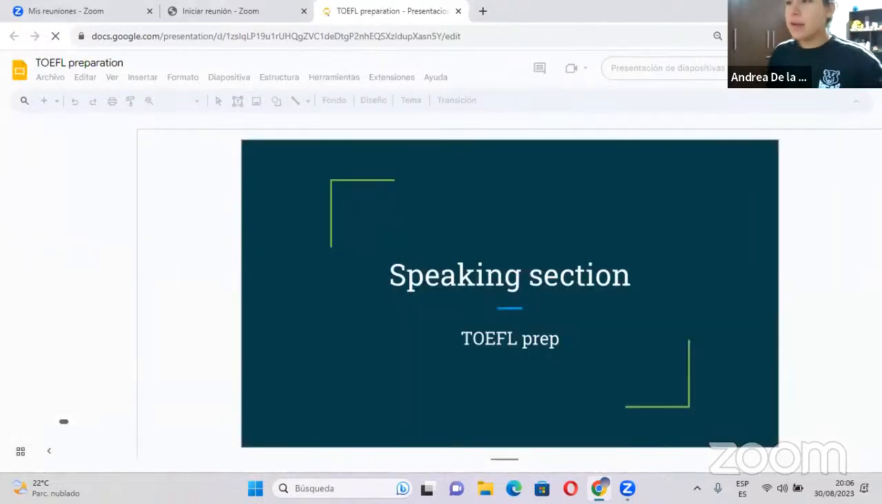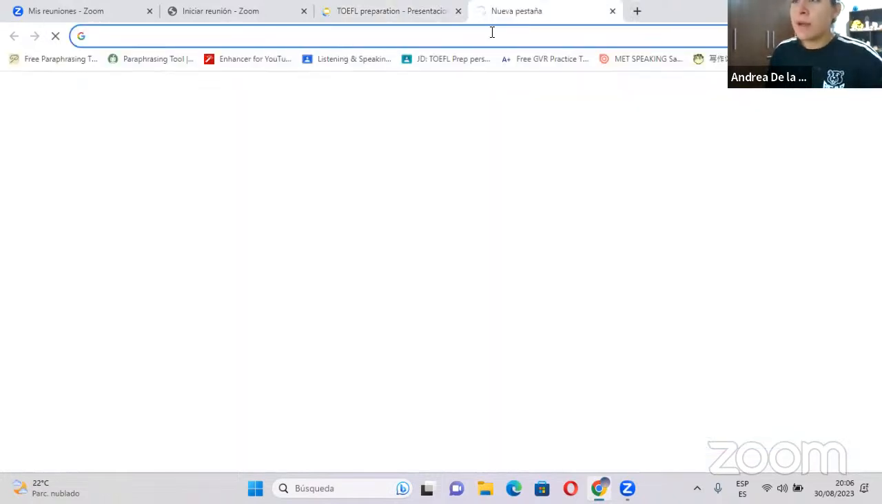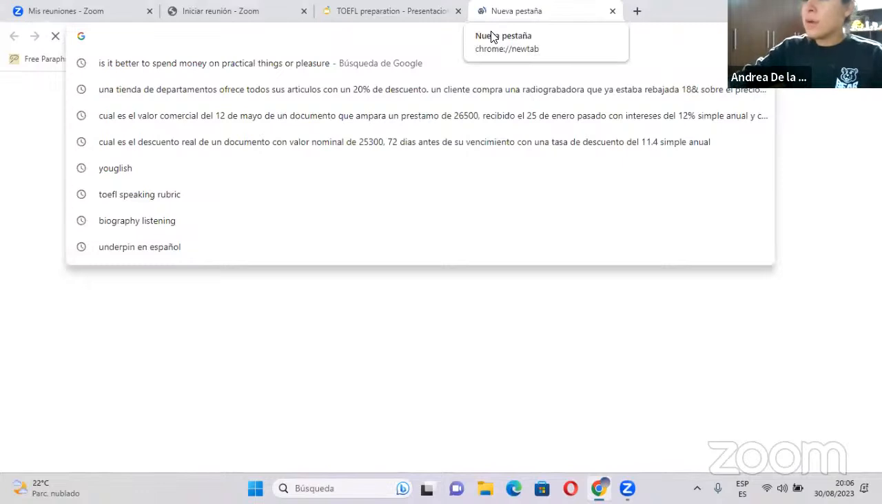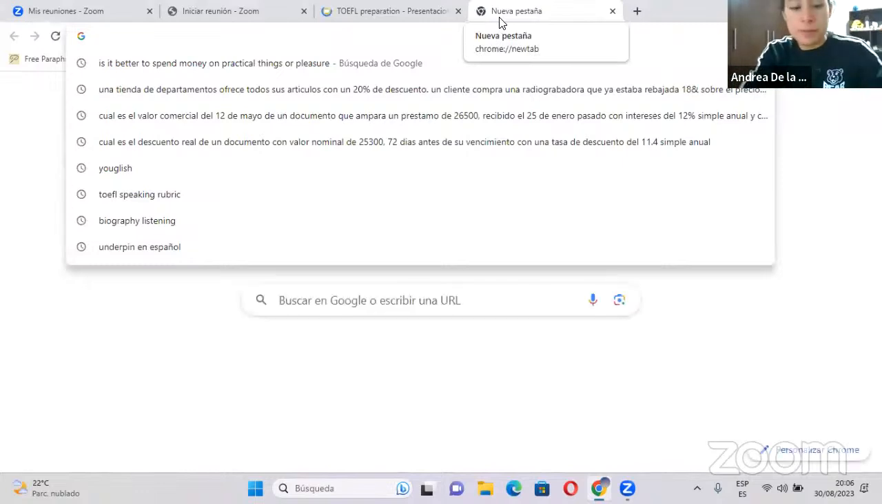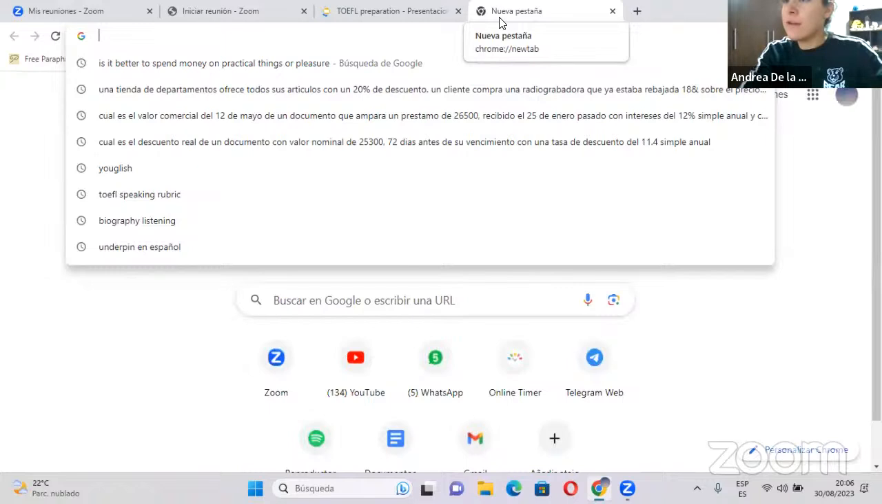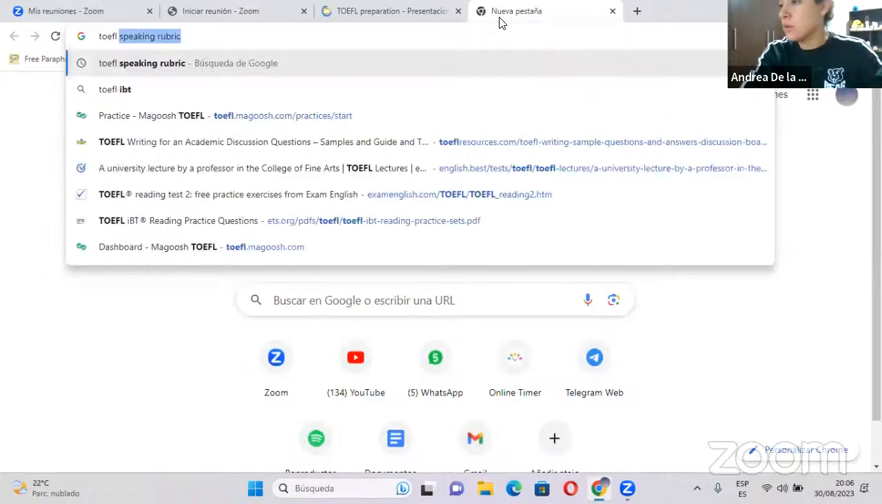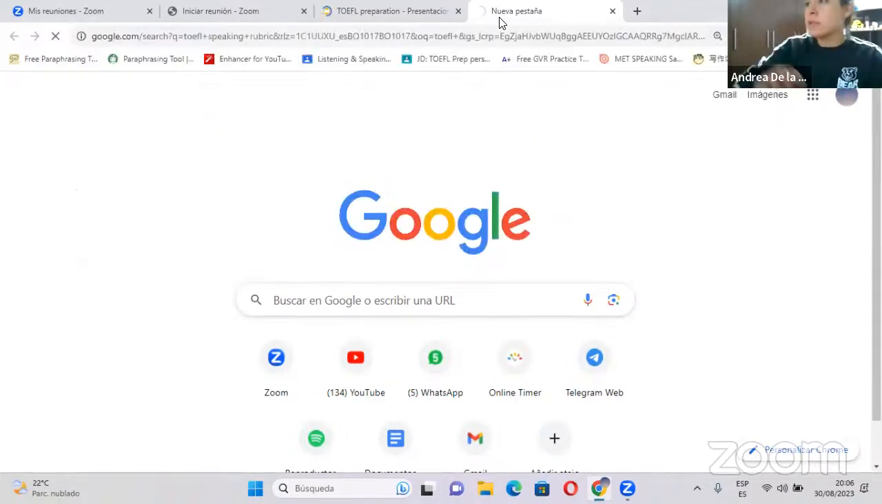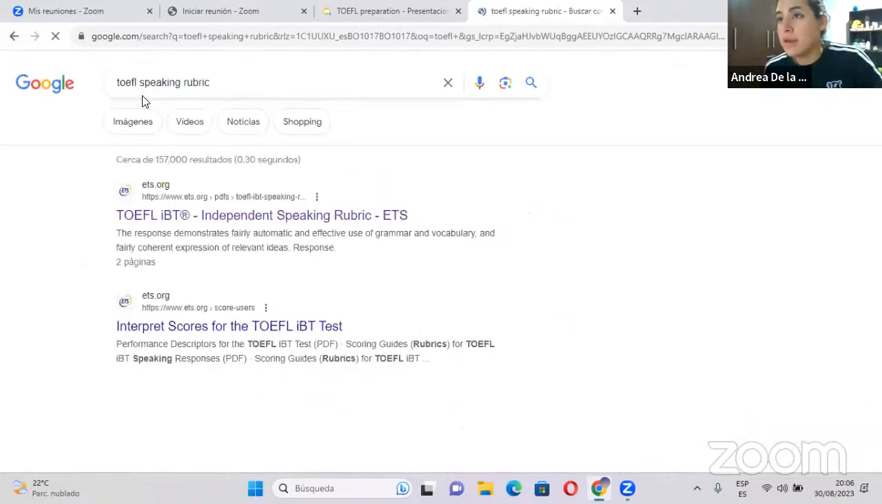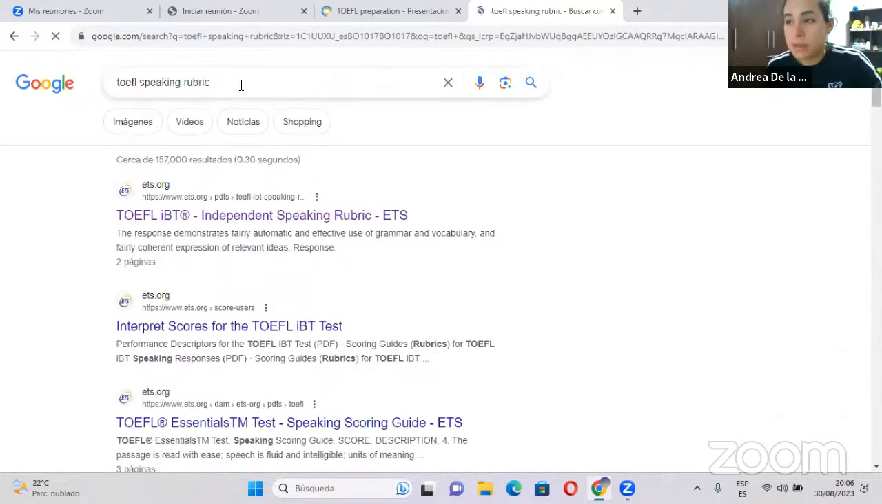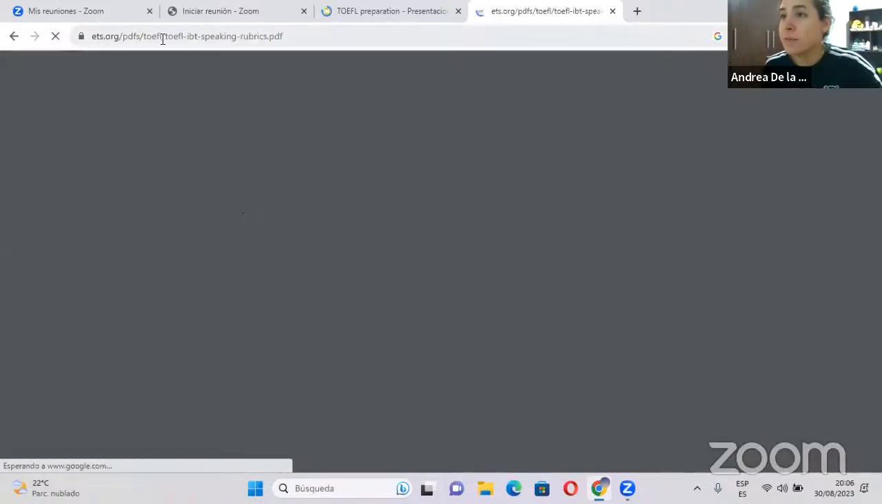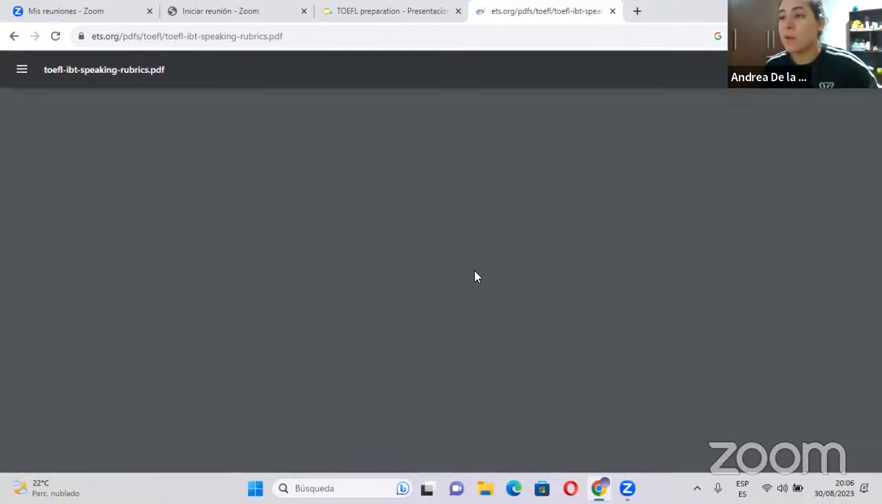Okay, so yesterday we didn't have time to see the rubrics that the ETS uses to evaluate or to grade your responses, right? I'm going to talk about that today first. And I want to start by saying that you can find these TOEFL rubrics if you look them up. The first result that you get, that's the one. If you search TOEFL speaking rubric, then the first thing that pops up, that's a PDF officially from the ETS website that basically explains how they evaluate your speaking section.